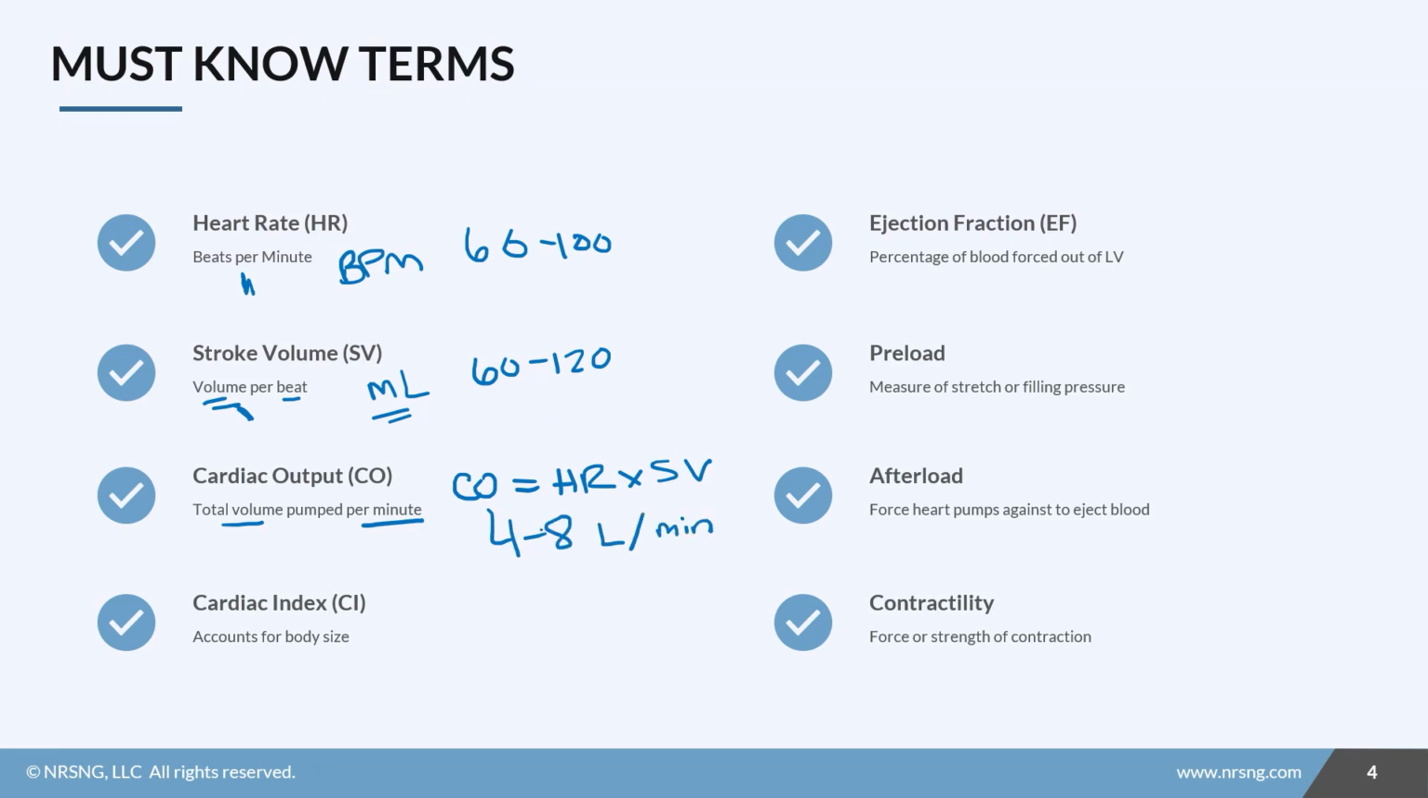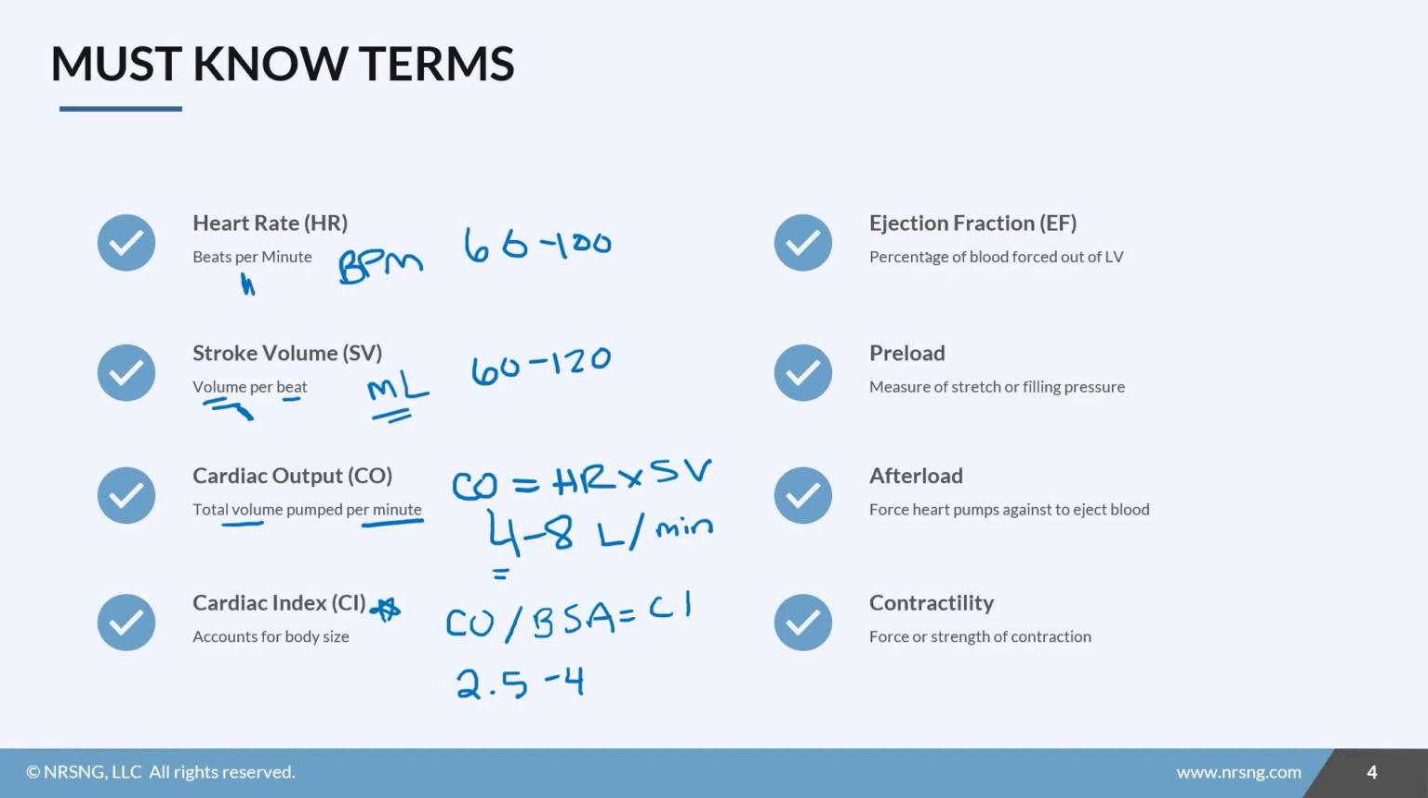Now, for a 90-pound gymnast, 4 liters per minute might be plenty, but it would not be enough for a 300-pound wrestler, right? So we use something called cardiac index to help us account for the patient's size to determine whether it's actually a sufficient cardiac output for them or not. So we take that cardiac output and we divide it by their body surface area, and that gives us the cardiac index. We want a cardiac index between about 2.5 to 4. So if we had a 300-pound wrestler and gave him a cardiac output of 4, we'd probably have a cardiac index of about 1.5, which is definitely not enough for that patient. Okay, so that's the purpose of cardiac index.